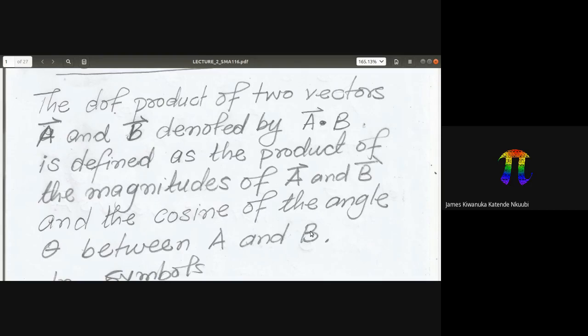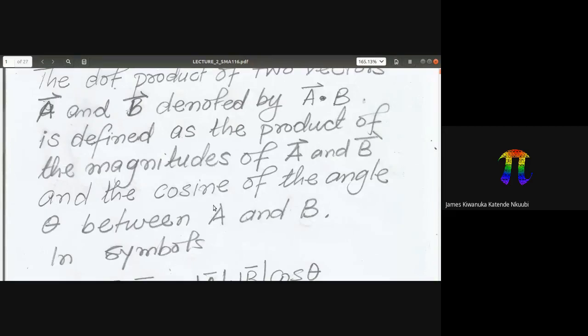So once you have the two vectors, you simply need to find the magnitude of A, magnitude of B, and the cosine of the angle between the two. And when you multiply all those three quantities, you will get the dot product of the two vectors, A and B. Now the vectors are supposed to have bars on top, but I forgot to put the bars on top of this. So these A and B are vectors. There should be a bar, a straight line up above here.